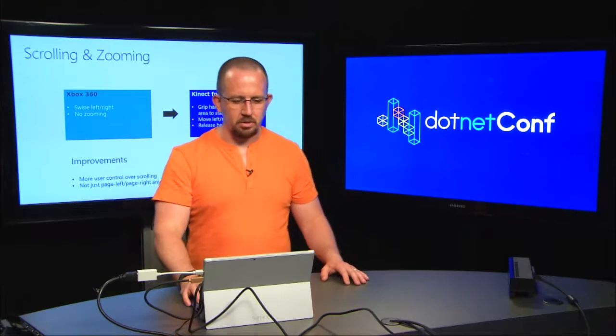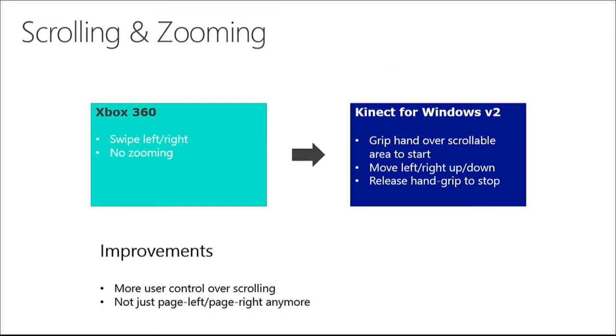And then scrolling and zooming. In Xbox 360 you could do a swipe right and a swipe left. There was no zooming. Now with Xbox One and Kinect for Windows V2, you grip your hand, that grip hand state that we talked about earlier, and then you can physically manipulate the canvas, so you can scroll this way, and then you just release the hand to stop something from moving. You can also grip the canvas and zoom in and out by doing this gesture.